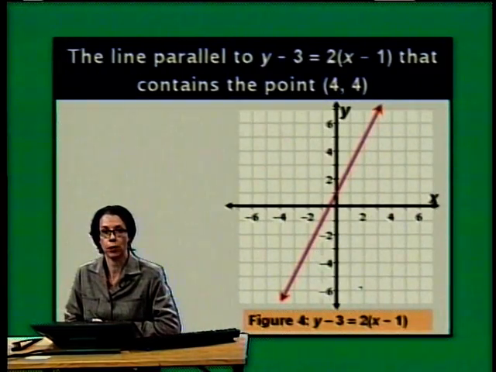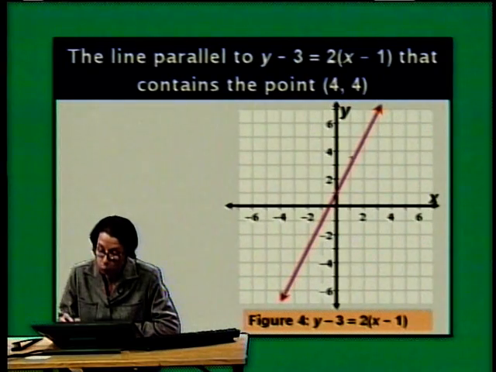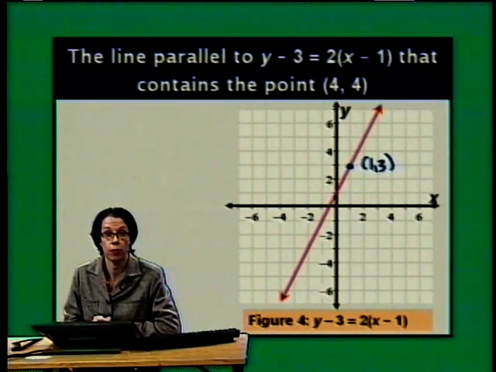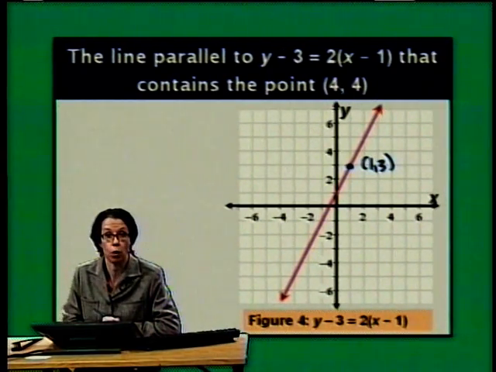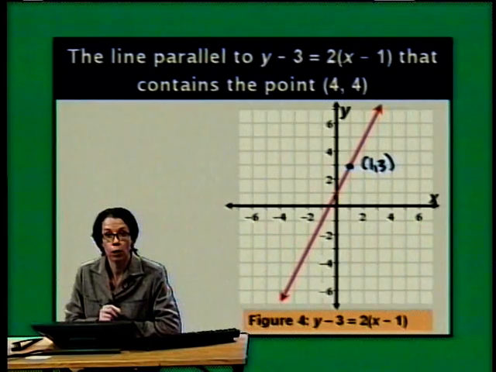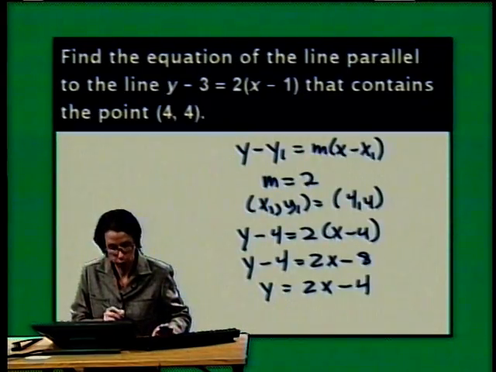So let's do a graphical check. I've graphed the line y minus 3 equals 2 times the quantity x minus 1. Now the point 1, 3 is on the given line. I can see that from the form of the equation, and the given line does indeed have a slope of 2. Now I want to graph my line, which was y equals 2x minus 4.